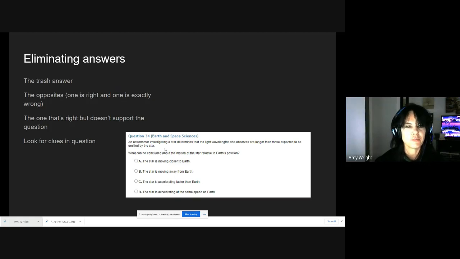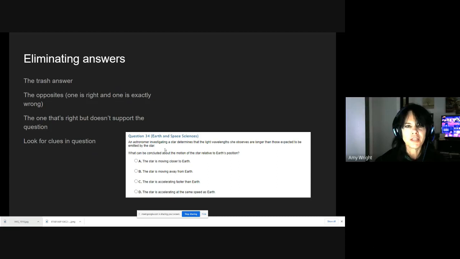So here's an example. An astronomer investigating a star determines that the light waves she observes are longer than those expected to be emitted by the star. What can be concluded about the motion of the star relative to Earth's position? A: The star is moving closer to the Earth. B: The star is moving away from the Earth. C: The star is accelerating faster than the Earth, or D: the star is accelerating at the same speed as Earth.